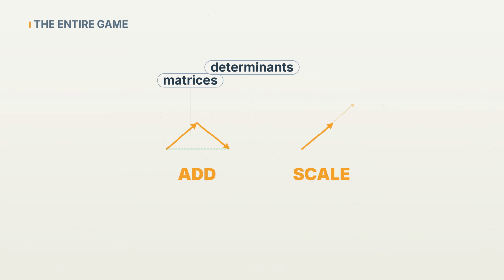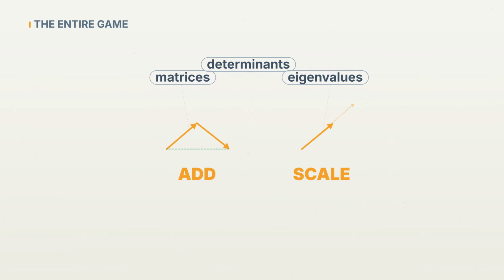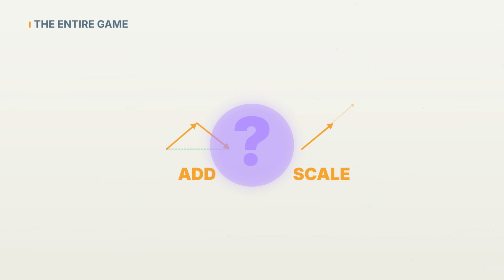You've seen both moves on screen now, adding tip to tail, scaling component by component. And here's the kicker. Every big idea in linear algebra, matrices, determinants, eigenvalues, is built from just these two moves, nothing else.